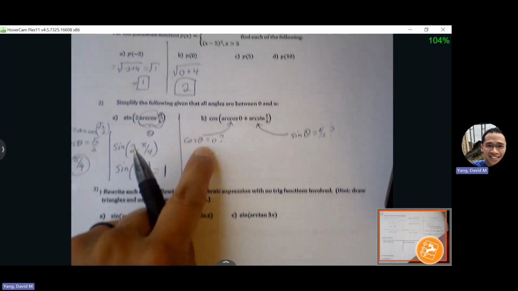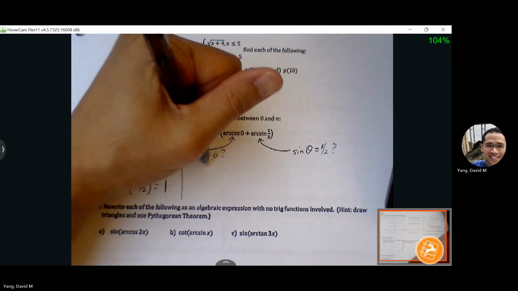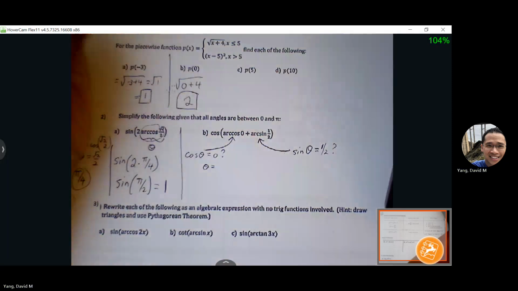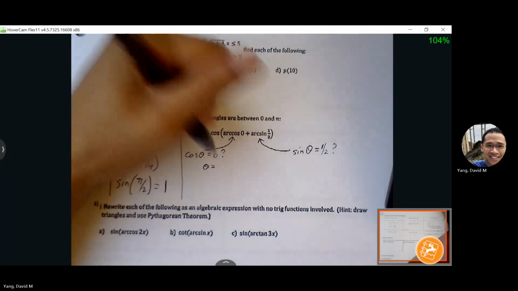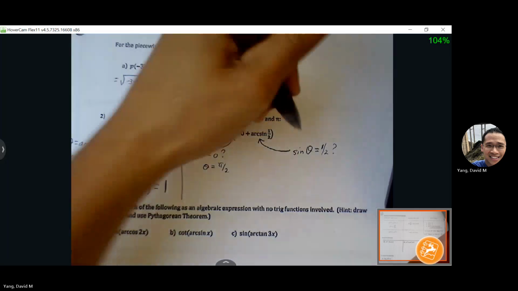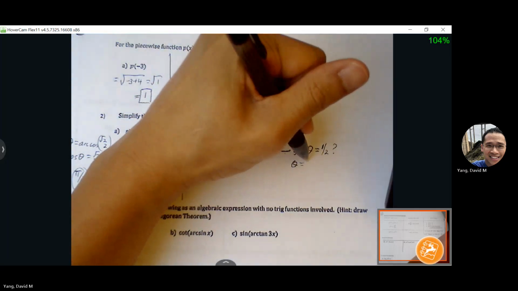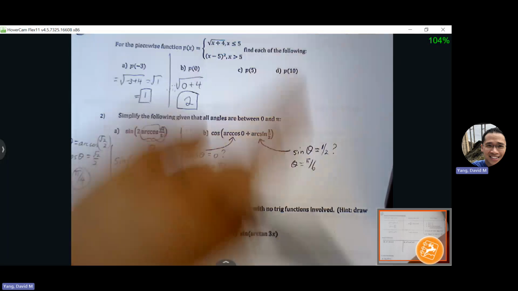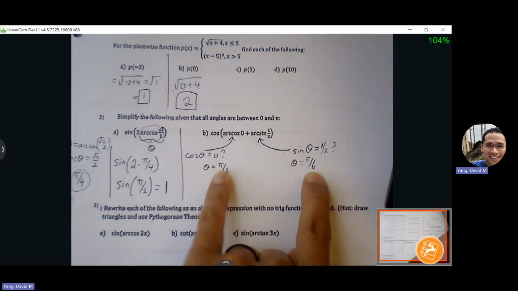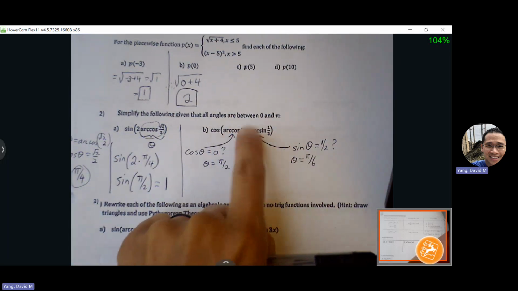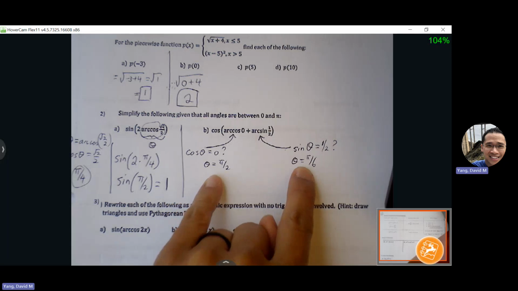So cosine of what theta value is equal to 0? Pi over 2. And then sine of what theta value is equal to 1/2? Pi over 6, yeah. So now we're going to add these two together, and then we can ultimately find cosine of the resulting sum of my radians.